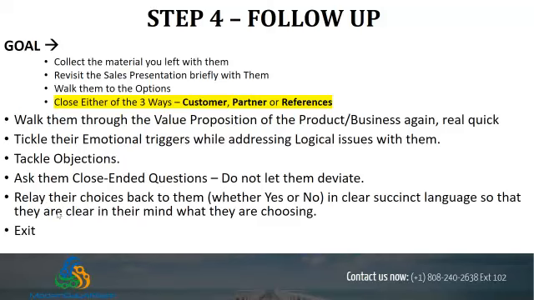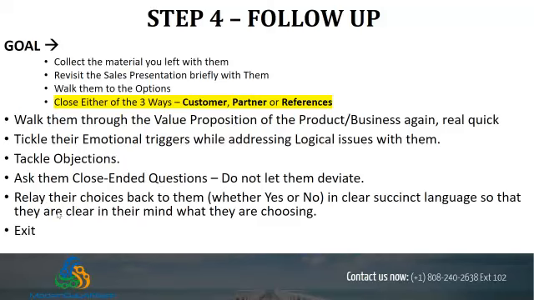Again, stepwise, walk them through the value proposition of the product and business again real quick in order to get them to recall. Try to tickle their emotional triggers again while addressing their logical issues. If they have any more objections, you're going to tackle the objections. And there's a particular technique for tackling objections we are going to see in further trainings, specific techniques for tackling objections. You're going to ask them close-ended questions at this time. Do not let them deviate.